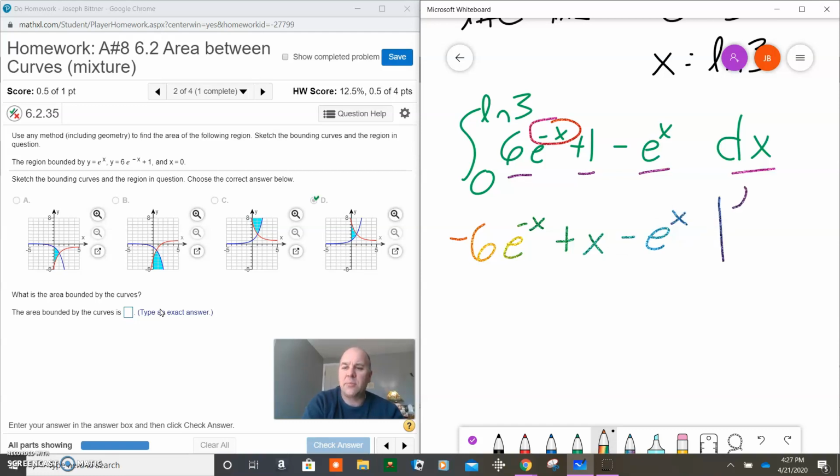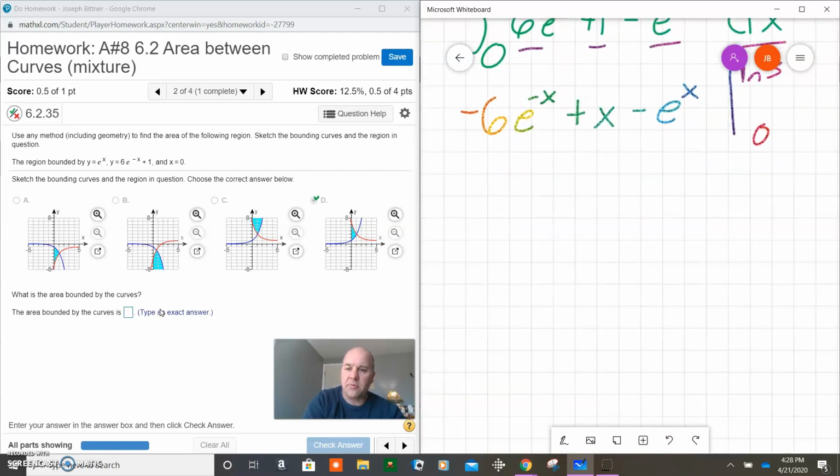Remember, that's what's nice about e, the derivative in the integral is itself there. So let me try to fix this. Natural log of 3 and then 0. Plug in natural log of 3 and plug in 0.